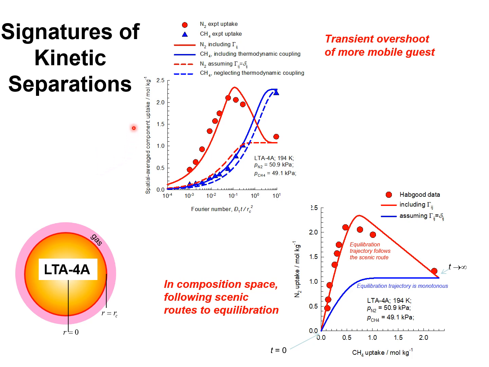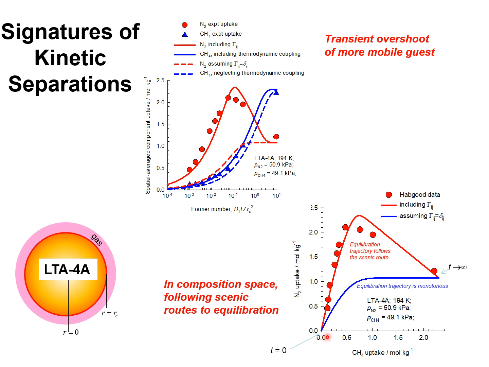There is another way in which we can plot this data, and that is in composition space. We plot the nitrogen uptake versus the methane uptake. These are the component uptakes at time t0 at the start of the experiment. And this point here is t is infinity, when equilibrium is reached. The red circles represent the Habgood data plotted in composition space. The red line shows the trajectory from time t0 to time t is infinity, the trajectory followed in the simulations in which thermodynamic coupling effects are duly accounted for. And this is in good agreement with the Habgood experiments.